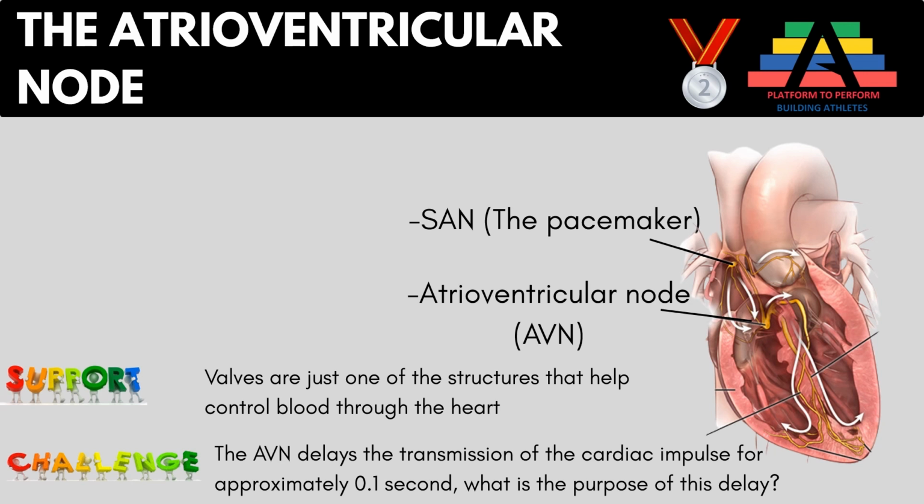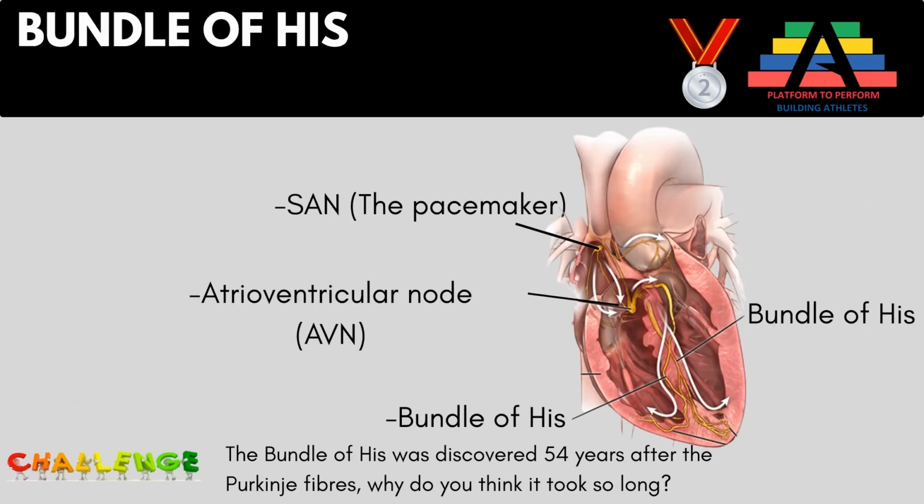So the blood in the atria is emptying after the sinoatrial node transmits the impulse. The reason why the atrioventricular node delays the transmission is to allow the blood to fully clear out of the atria, or clear as much as possible, before the next step in the chain happens. So the next step is something called the bundle of His.